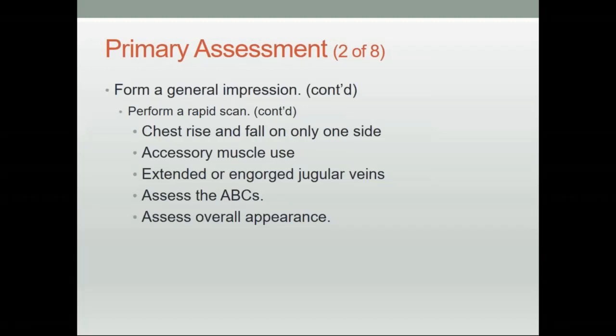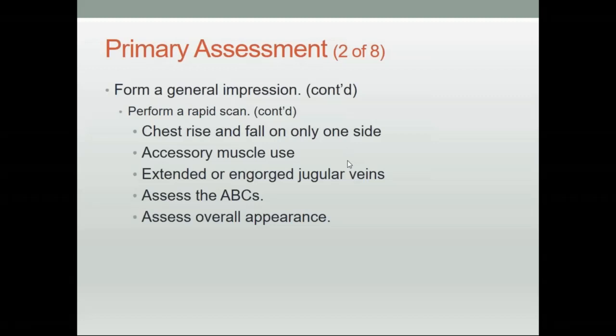Do we see retractions? Do we see the intercostal muscles squeezing down between the ribs when our patient tries to breathe? Are they using their neck muscles to try to pull that chest up? They're fighting to try to breathe. Those are important things to notice. How do the jugular veins look? Are they distended and engorged, or are they flat?